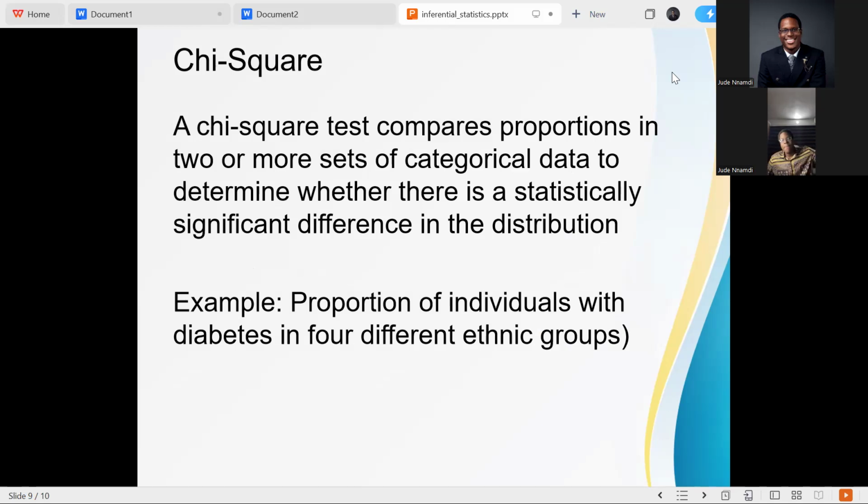You can get a mean for pulse rates. You can measure the pulse rate of 10 people and get a mean, but you cannot get a mean of gender. You cannot get a mean of eye color. So categorical variables do not have a mean. You need the chi-square to see if there's a difference in these groups. For example, you want to measure the proportion of individuals with diabetes across 4 ethnic groups. Diabetes is a categorical variable. The ethnic groups are also categorical variables. And so you have to use the chi-square to measure this.